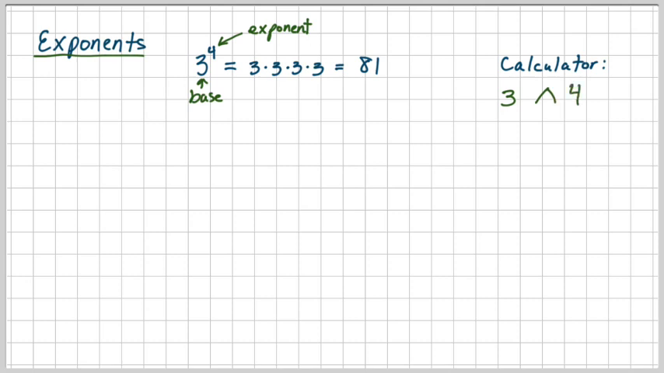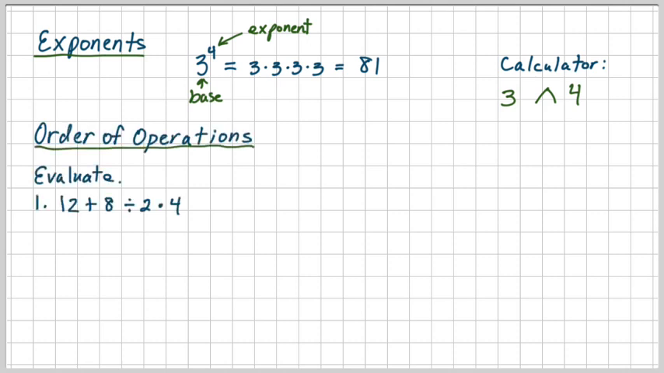All right, so let's go on to order of operations. So I'd like you to evaluate this problem here. All right, let's see how you did. So in the order of operations, multiplications and divisions always come before additions or subtractions. In fact, subtractions and additions are at the bottom of the priority list. And if we have a division and we have a multiplication, we do the one on the left first.